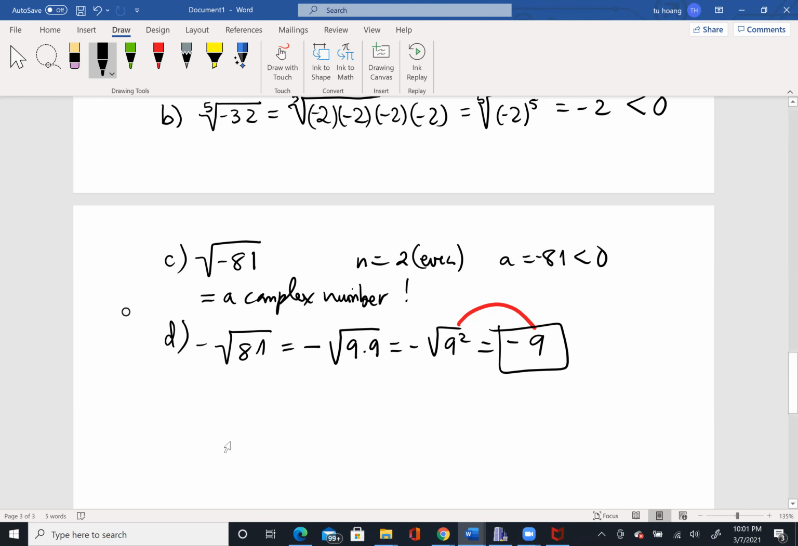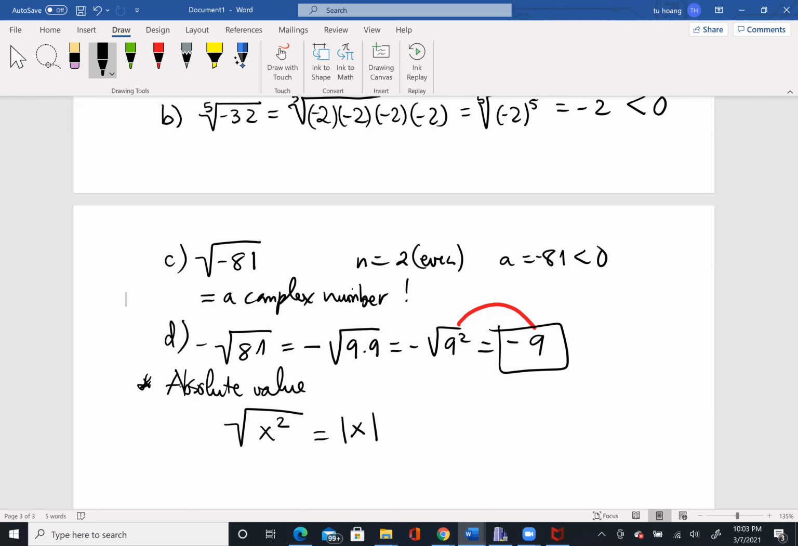So what else do I need to talk about? I'm going to talk about absolute value. From now on, you can remember that in general, the expression square root of x squared will equal the absolute value of x.